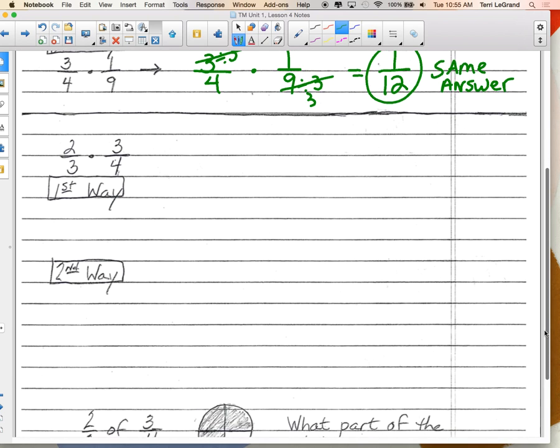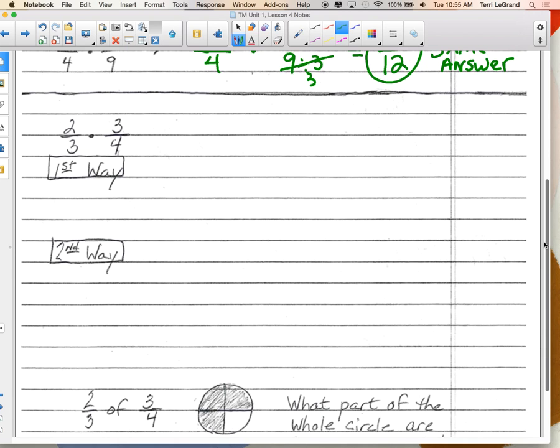Okay, I want you to try this last one on your own. You do the first way or the second way. You get to pick. I'm going to do it both ways while you're working, and we're going to see if we all get the same answer to this. Can you do it both ways? Absolutely. Go for it.